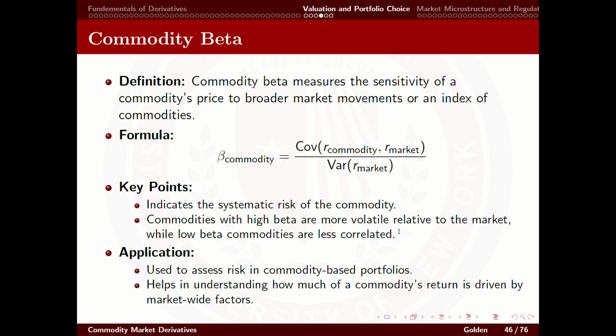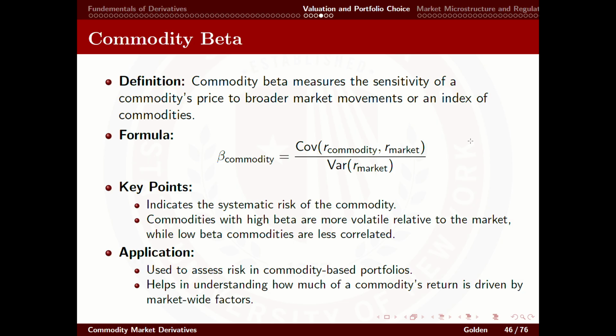And then, of course, you have commodity beta, which measures the sensitivity of a commodity's price to the broader market movements or an index of commodities. So beta of the commodity is the covariance of the commodity and the market divided by the variance of the market. Very similar, if any of you know equities or have taken corporate finance, to beta in the stock market, and it indicates the systematic risk of a commodity. Commodities with a high beta are more volatile relative to the market, and you need to be accounting for the risk you're taking by understanding: are you getting enough returns to justify that risk?